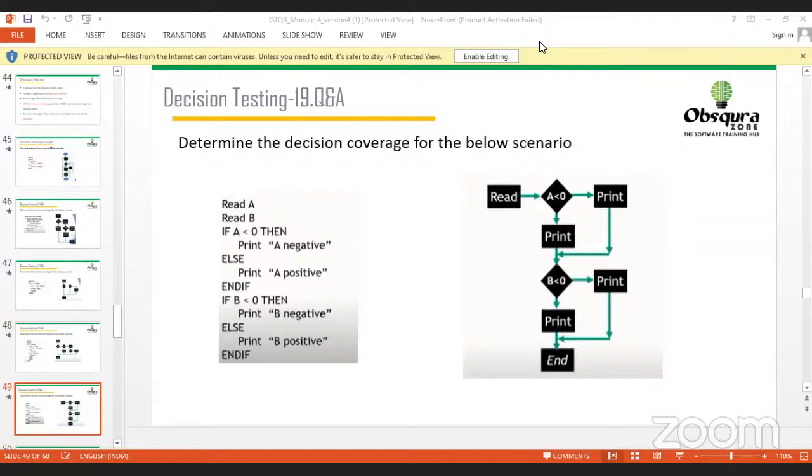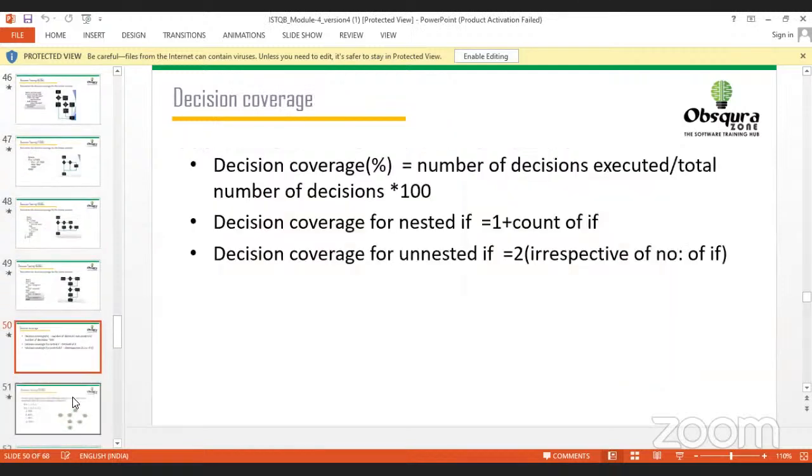Anu, Deepa, Vidya, it's clear, right? 2 is the correct answer. So you have to consider the minimum number of paths also. Okay. Minimum number, and to cover all the branches. I think it is clear for everyone.